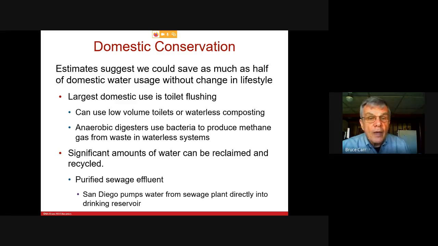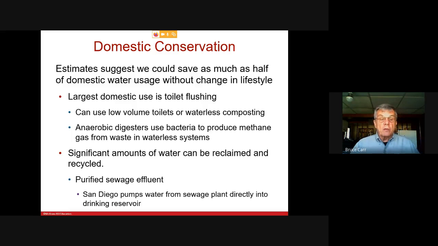Domestic conservation: estimates suggest that we could save as much as half of our domestic water use without any change in lifestyle. The largest use is toilet flushing. This is something I know about because I have to admit I had to be convinced over a long period of time when I replaced all my toilets with low flush toilets. I find them different in some ways, but very equivalent to the previous toilets that I had. There are dry toilets and anaerobic digesters, which produce the same effect with much, much less water use.